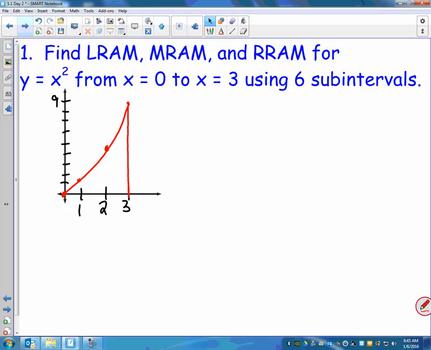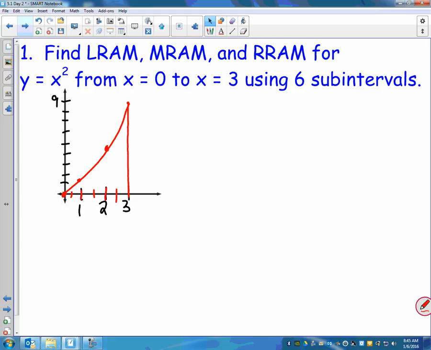1/2, because there's 3 in here right now, right? So if I broke each one of these in half, that would make my 6 rectangles. Let's just start with LRAM. So that means I'm going to use the left endpoint for each one of those rectangles, and I'm going to draw in this first one just so you can see it by hand, and then we can decide if we want to draw all of them.